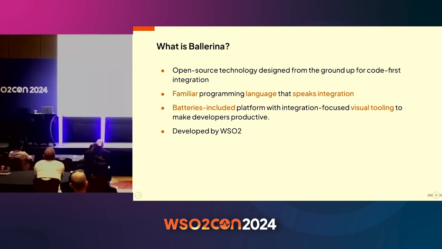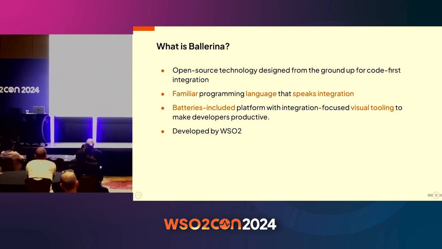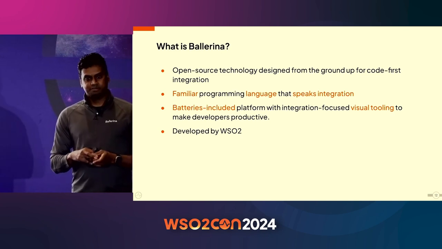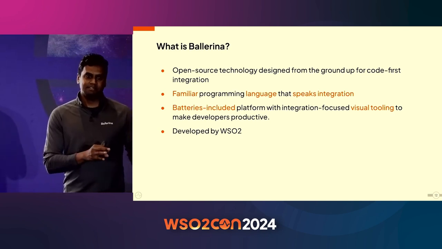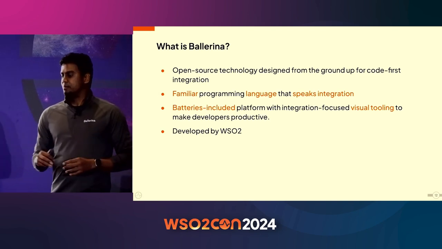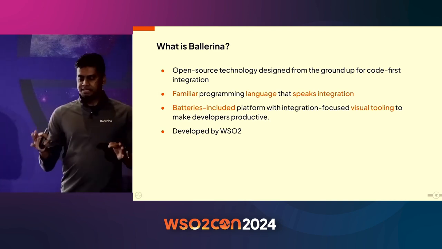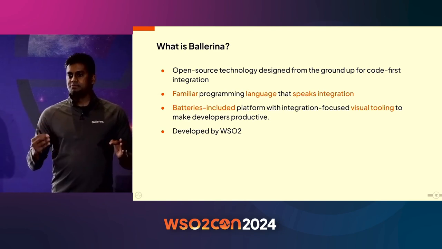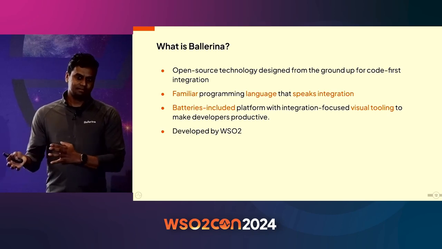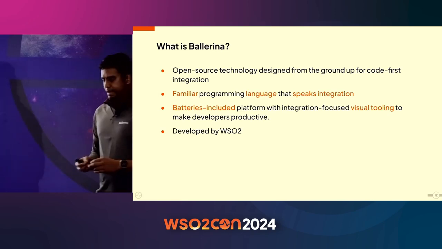What I mean by a familiar programming language is that we want a language that is familiar to most of you. Let's say you're coming from a C family style language like Java, C or C++. One of our primary design goals was to come up with a language that is familiar to you. So if you know Java, it's easy to write Ballerina. That's the idea.